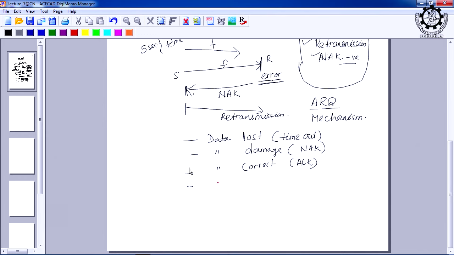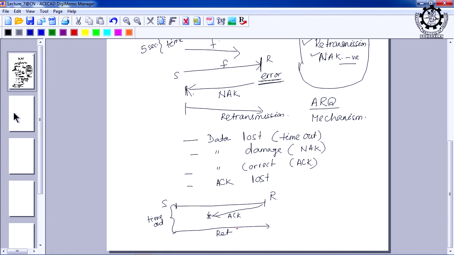Let us say the acknowledgement is lost. What will happen in this case? Let us say your sender sends the data, receiver receives it, and it sends back the acknowledgement, and the acknowledgement is lost on the way. Possible? In that scenario, what will the sender do? Again, timeout will occur. And when the timeout occurs, the sender will again retransmit as per the ARQ mechanism.